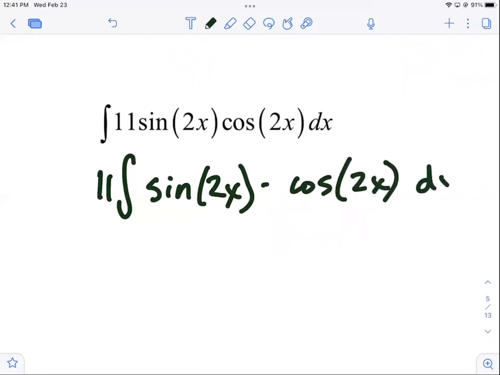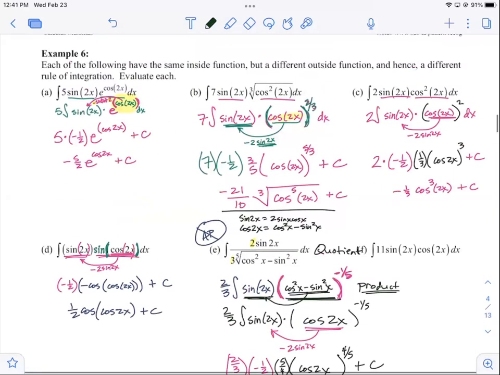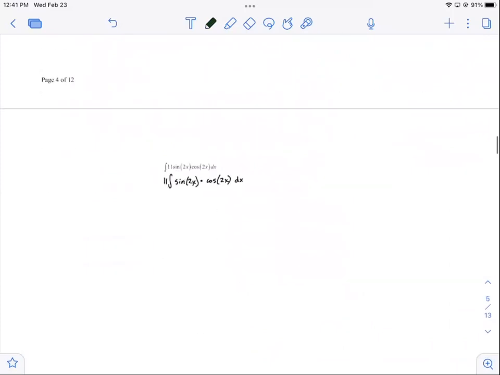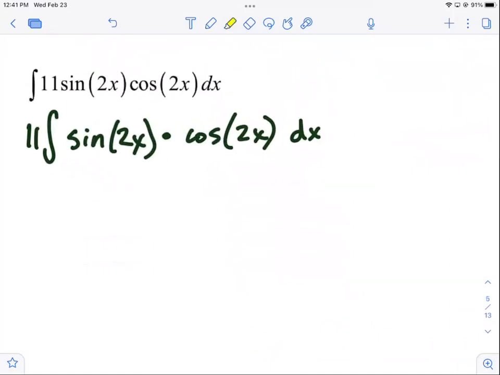Now this one's a little bit different from the others, because now if I asked you which of those factors looks more complicated, the sine of 2x or the cosine of 2x, you'd be like, I don't know. You got a coin I can flip? They both look equally easy, right? But if you follow kind of what we've been doing in all these other problems, the previous 5, the inside function has been cosine of 2x, right? So I guess cosine of 2x could be the inside function.